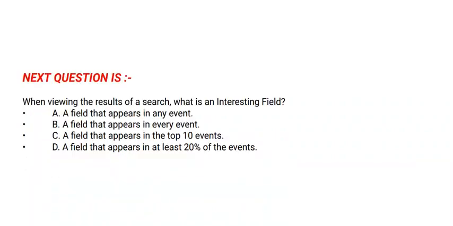Next question is, when viewing the results of a search, what is an interesting field? Options are, option A, a field that appears in any event. Option B, a field that appears in every event. Option C, a field that appears in the top 10 events. And option D, a field that appears in at least 20% of the events. The correct option is option D.